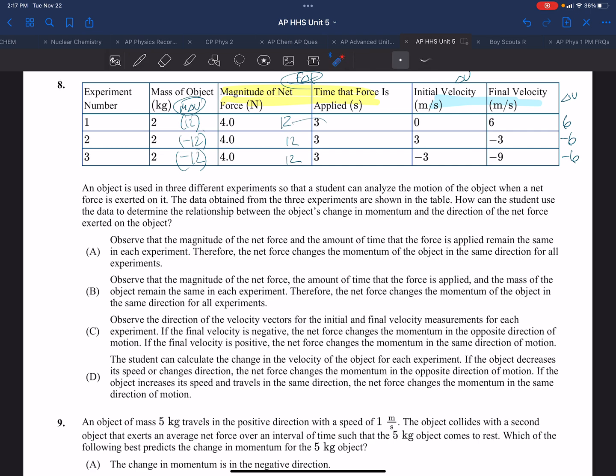So the object is used in 3 different experiments. The data is shown. How can they use it to determine the relationship between an object's change in momentum, delta P, and the direction of the net force exerted on the object?